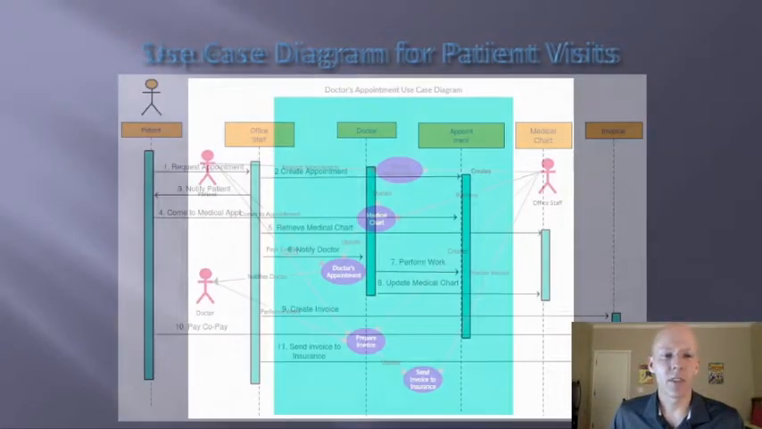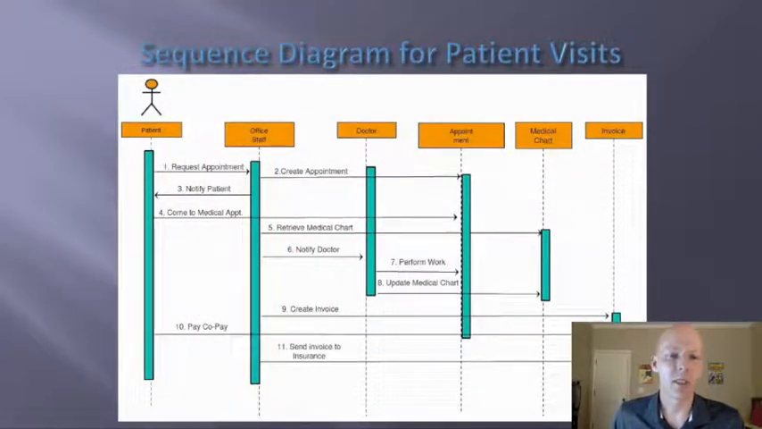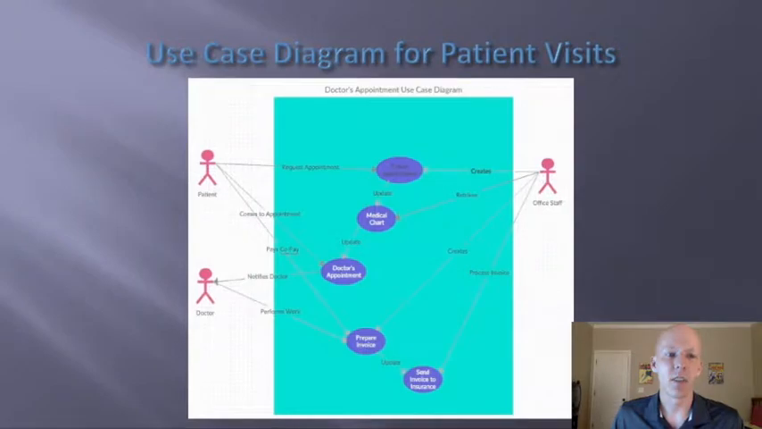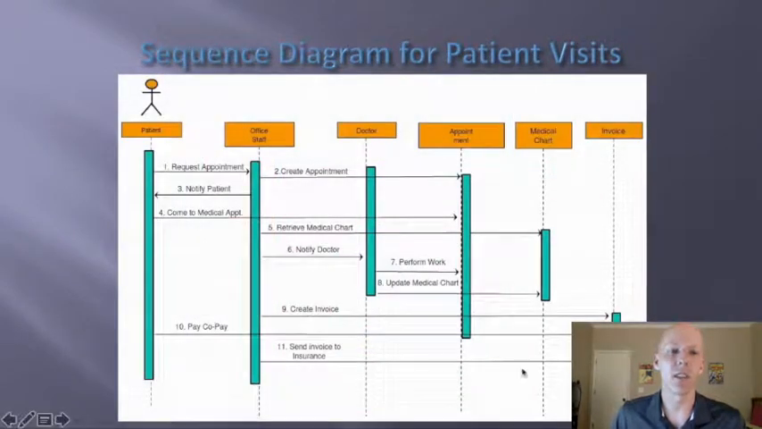So the last thing we're going to look at here is what's called a sequence diagram. This kind of follows along with what we looked at previously. It basically shows each step of our process that we had earlier in the use case. And what this does is it shows us through a sequence diagram where each person is involved. So for instance, the patient is involved pretty much from the beginning where they request an appointment, all the way to the time they pay their copay and their invoices are sent to their insurance.